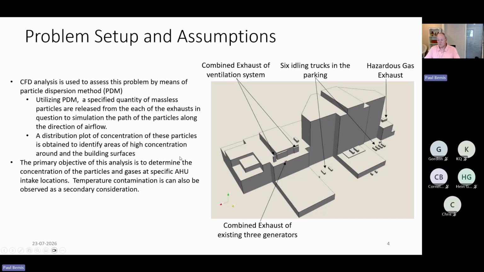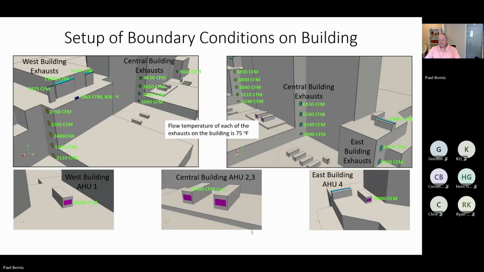So we can do massless particles is how we model it. Particle dispersion method is what we use. And we take a look at these particles and see how many are getting into the intakes. And then a distribution plot is created to identify areas of high concentration. And then we compare it against the ASHRAE recommended standards for this kind of material to determine if the concentrations are too high. So that's the methodology.